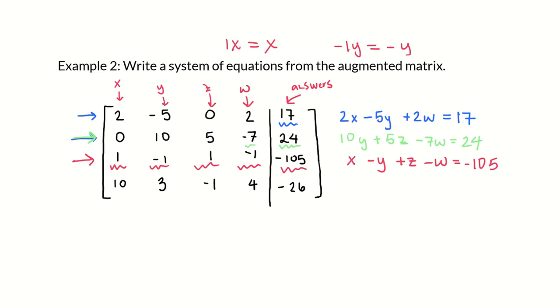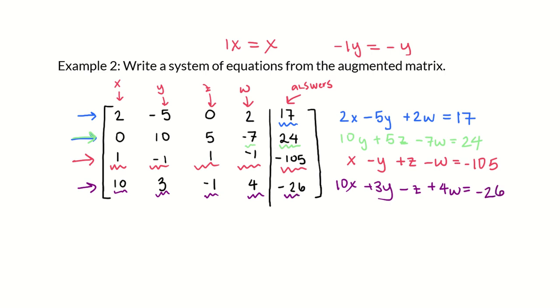And then the last equation, 10x plus 3y, and then -1z, we're just going to write minus z, and then plus 4w equals -26.